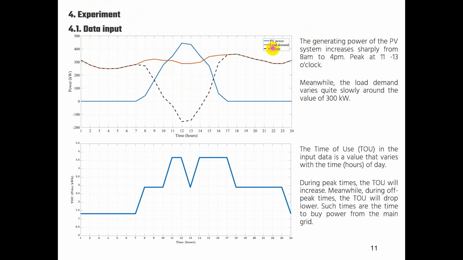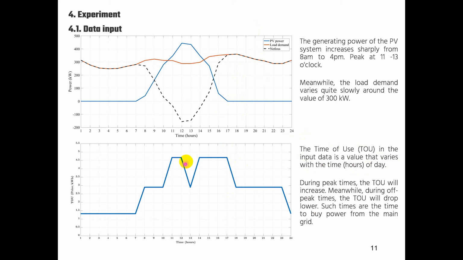There are three power forecasts: the PV power, the load demand, and the net load, which is the load demand minus the PV power. From this picture, we can see the generating power of the PV system increases sharply from 8 a.m. to 4 p.m., while the load demand varies quite slowly around 300 kilowatt. The next input is the time of use, TOU, which varies with the time of the day.